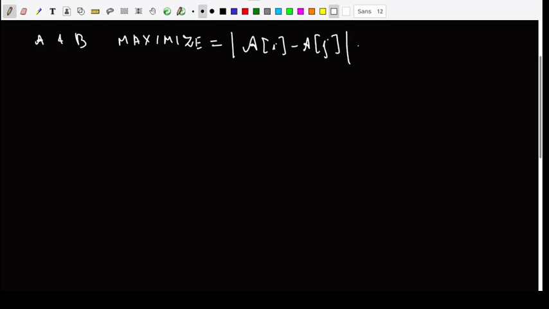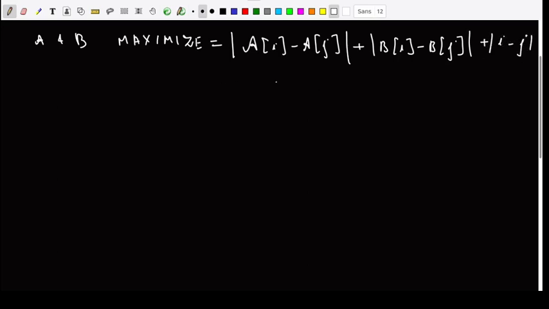Let us say we are given two arrays A and B, and the objective is to maximize what we want to maximize, which is |A[i] - A[j]| + |B[i] - B[j]| + |i - j|. So there are the modulo functions.